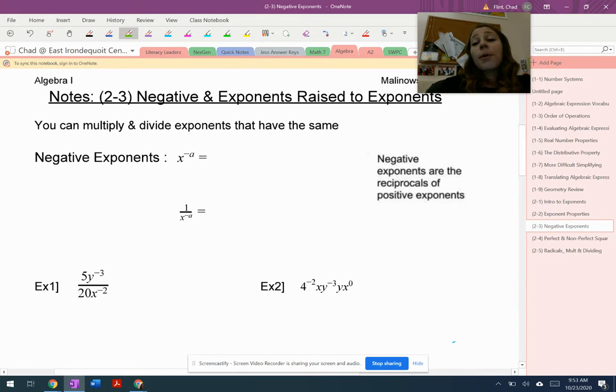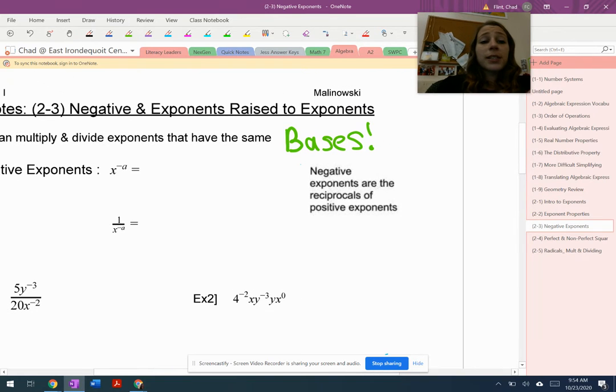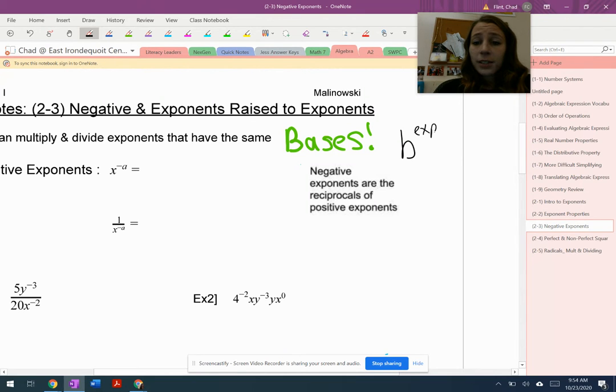So today we're going to talk about negative exponents and exponents raised to other exponents. So first, a little review from last time. You can multiply and divide exponents that have the same bases. And again, when we're talking about those bases, we mean the base that's being raised to an exponent.